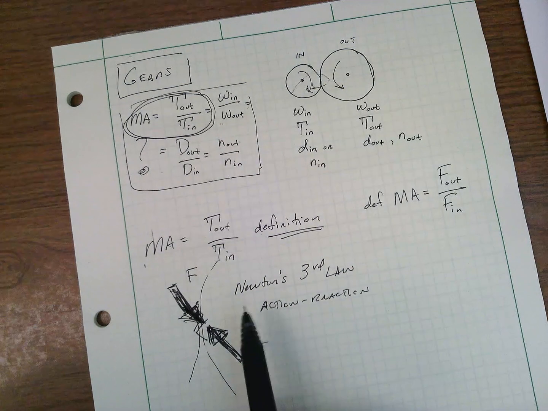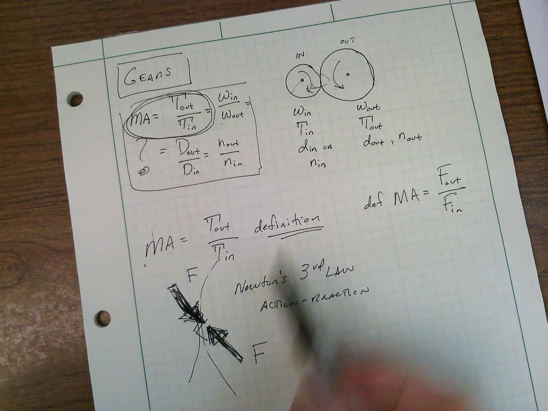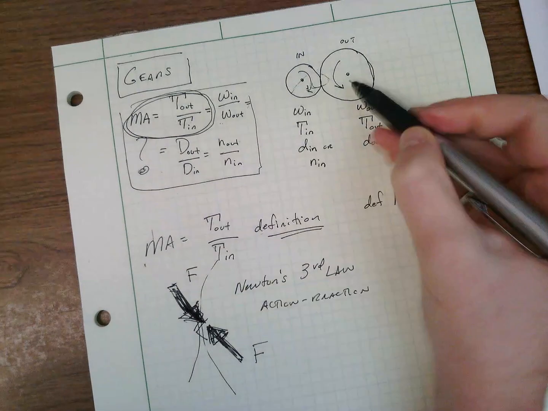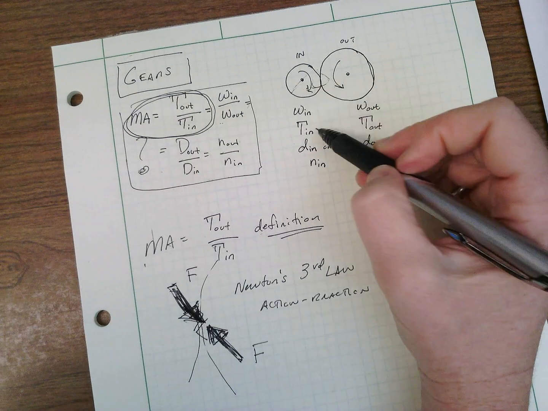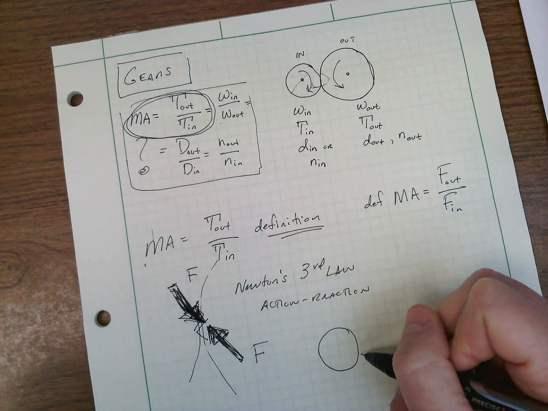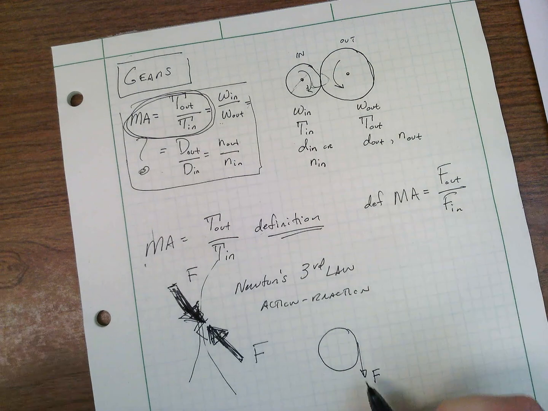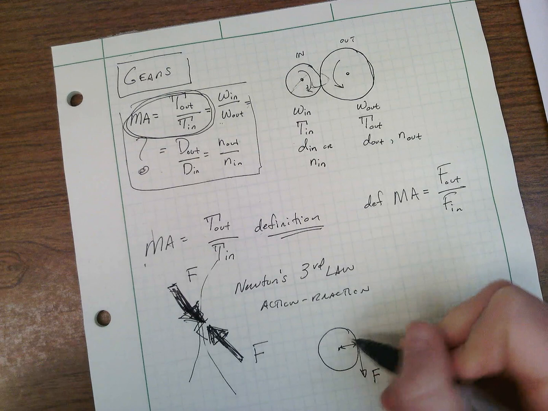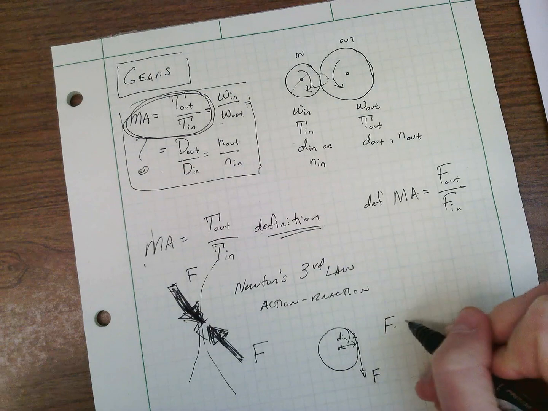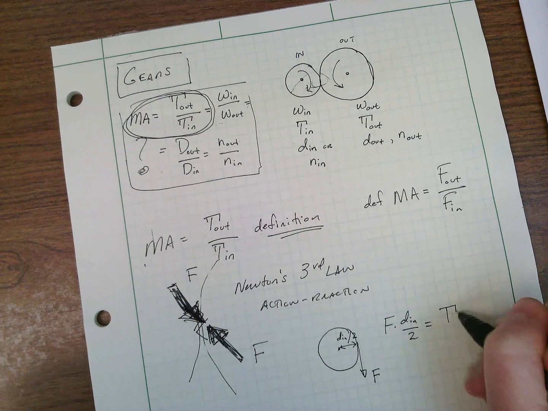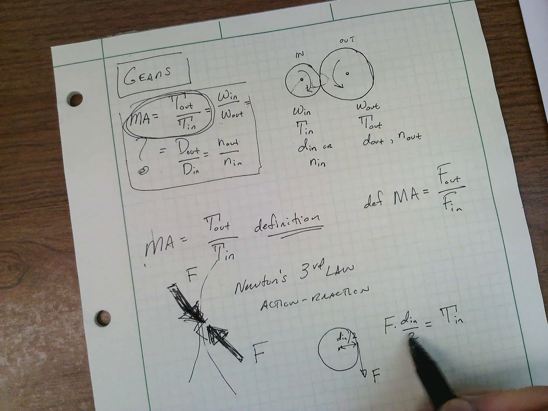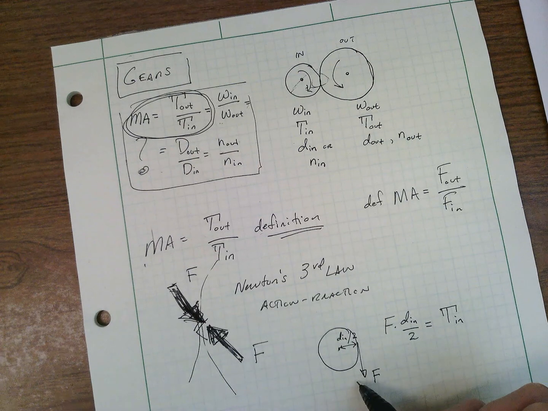Now, let's see if we can relate these forces that are happening at the teeth, right where they're connecting, to some other parameters. So this force that's happening here is related to the torque. So the force on this tooth here, that force times this distance, which is d in divided by 2, F times d in divided by 2, is equal to the input torque. Or equivalently, the torque, T in, is causing that force. And you can see where I'm going with this.